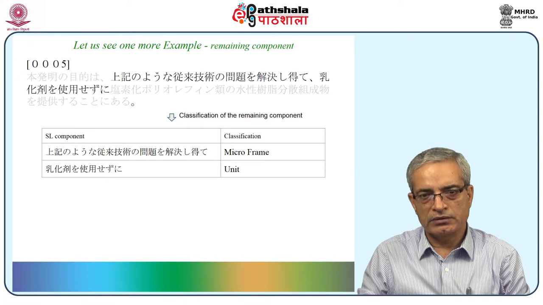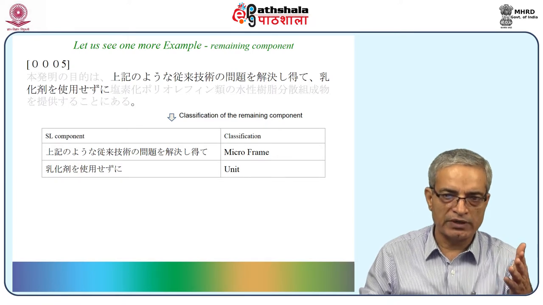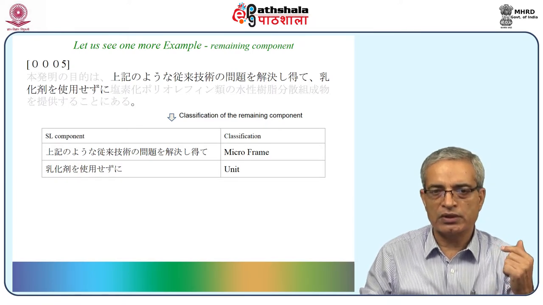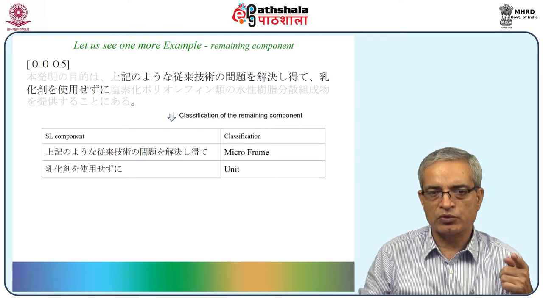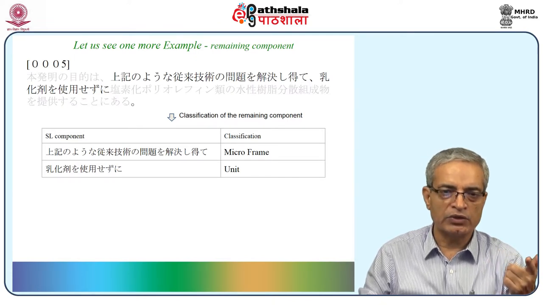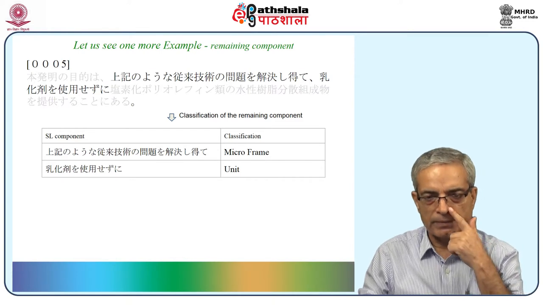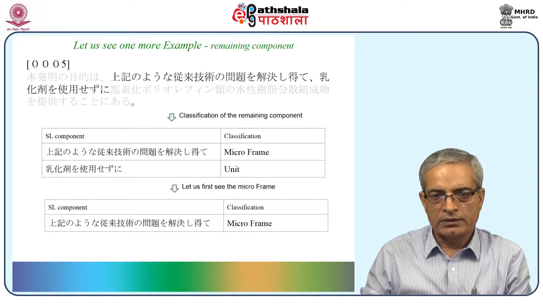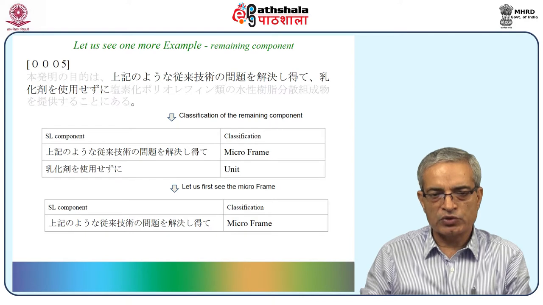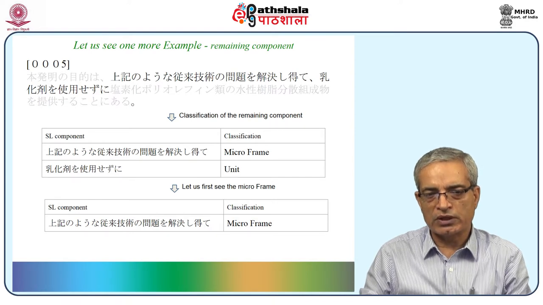Let's see the remaining component. If we see the classification, the source language can be divided into two parts first, that is jōki no yōna jūrai gijitsu no mondai o kaiketsu shiete. This is the microframe, and one unit here nyūkazai o shio sezu ni. Let's first see the microframe jōki no yōna jūrai gijitsu no mondai o kaiketsu shiete. It's a microframe.